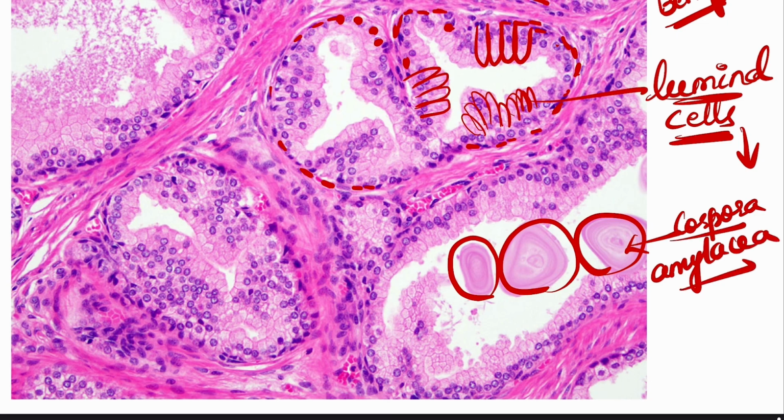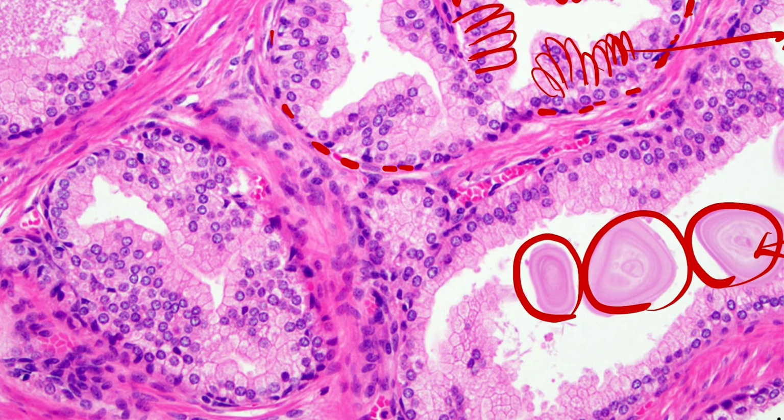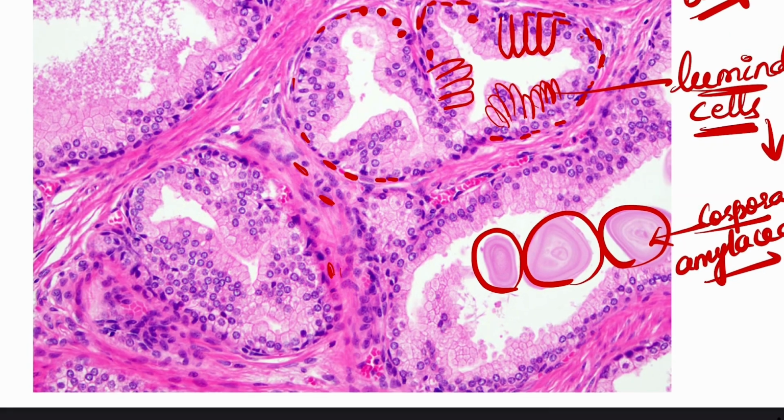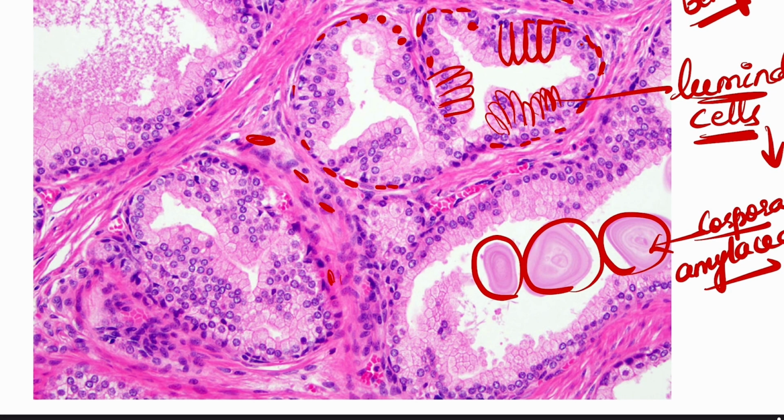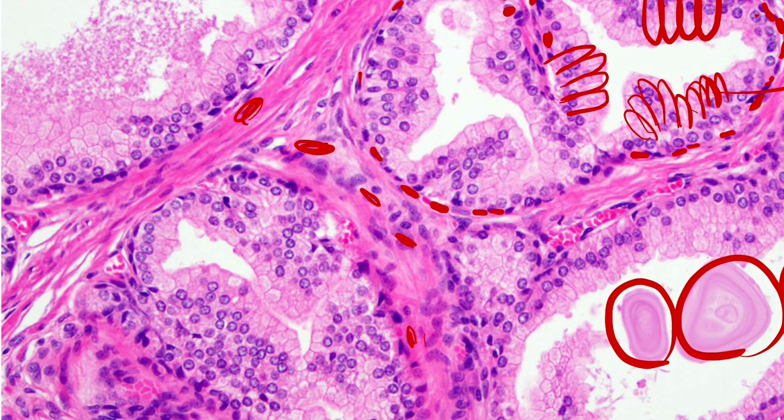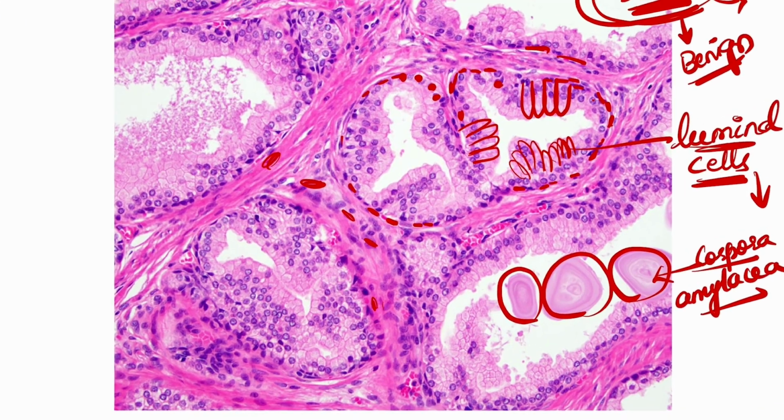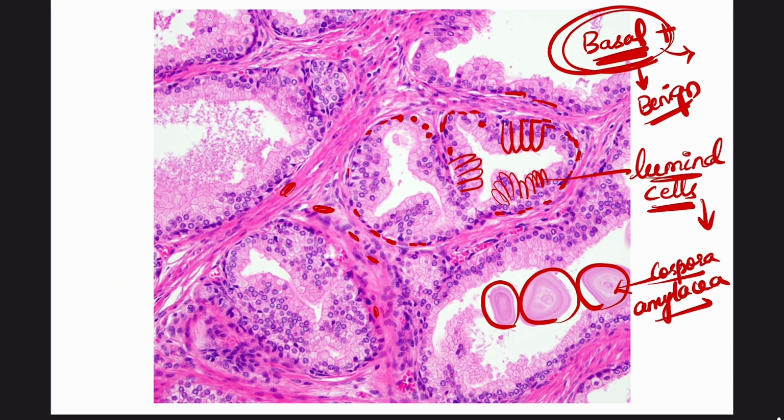Also, in this intervening stroma, you can see spindle-shaped nuclei. Smooth muscle cells can also be seen. So the stroma is fibrous and muscular, both fibrous and muscular.